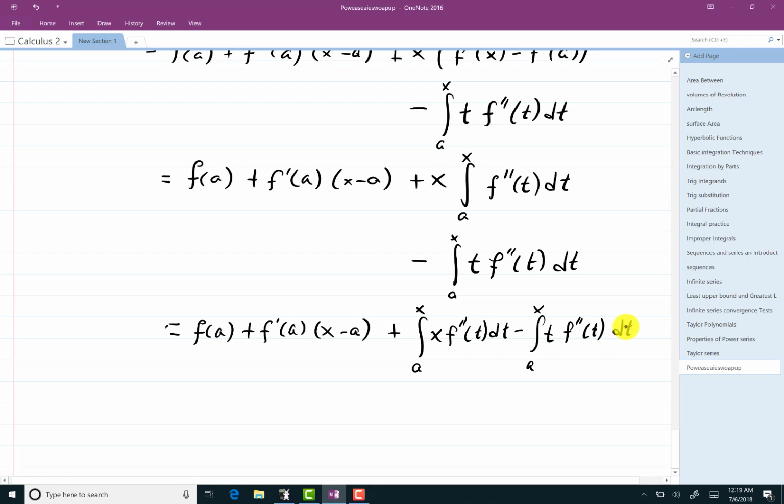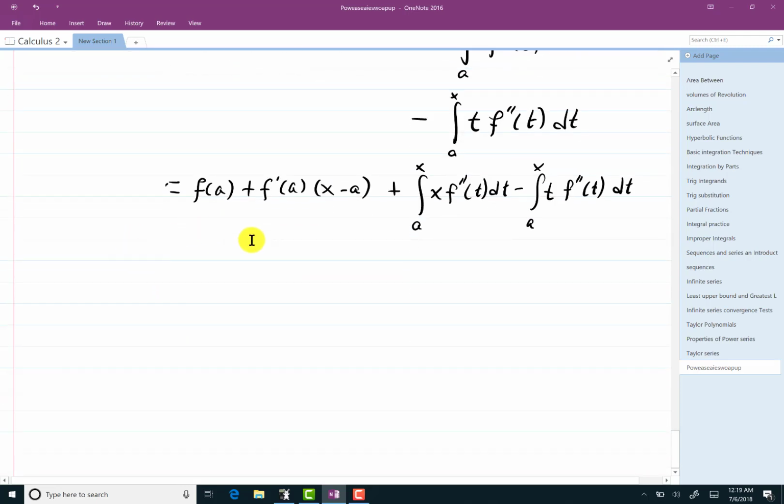Now, what I'm going to do is combine these integrals because they're both, according to dt, same interval and everything. So I'll combine it into one integral, and I will get f of a plus f prime of a times x minus a plus the integral from a to x. Notice they both have f double prime of t in common, so I can write this as f double prime of t times x minus t dt.